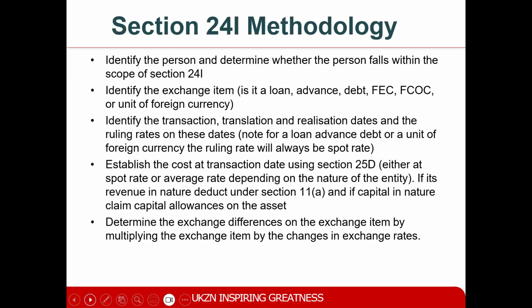Now what you need to do is identify the person and determine whether they fall within the scope of Section 24I. So these are natural persons, and also the companies that are in South Africa. You need to identify the exchange item. Do we have a loan? Do we have a debt? Do you have FEC? Do you have SOC? Do you have a unit of currency? Do we have anything of that nature? You need to satisfy yourself about those things. Okay?